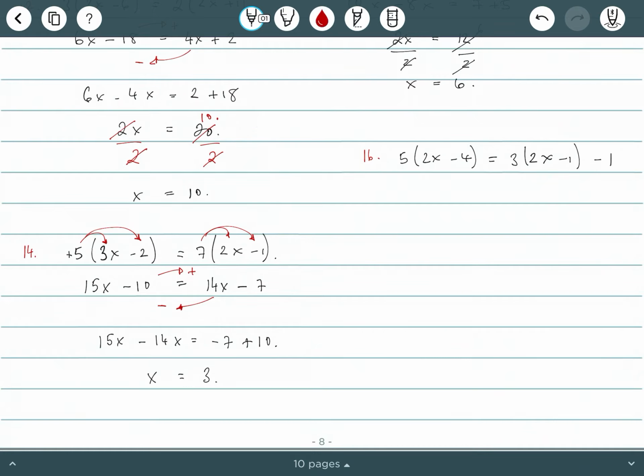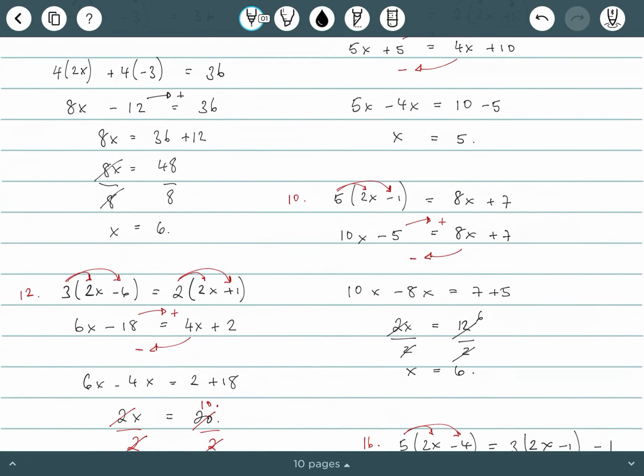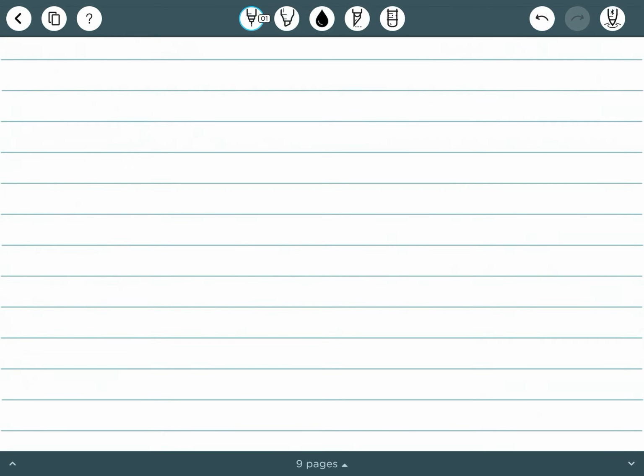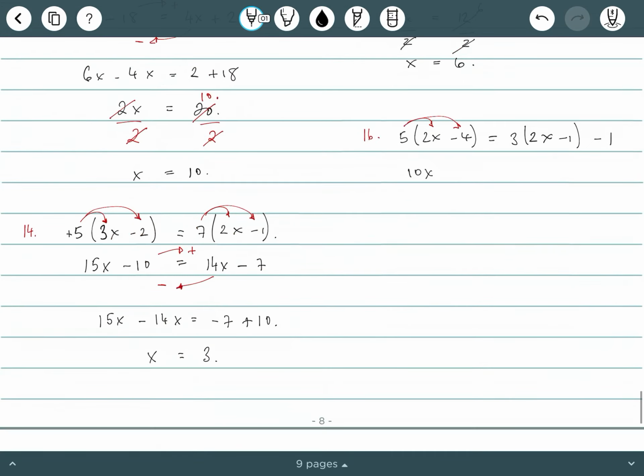Okay, let's multiply out the brackets on the left hand side first of all. So we've got 5 by 2x, which is going to give us 10x. Now carefully here again, look at the signs. We've got a positive 5 by minus 4. Positive by minus gives us a minus, and 5 fours are 20.